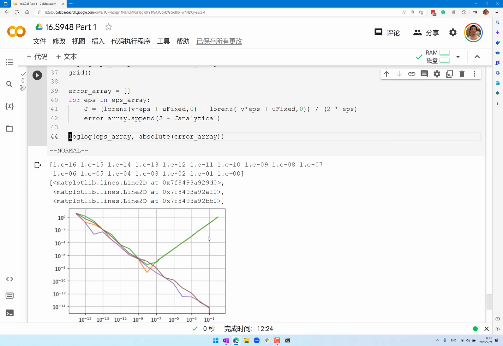Is the slope the exponent, the order of your numerical method? Is that what you were saying? Yes. The slope 2 would be the order of the central difference formula. Okay.